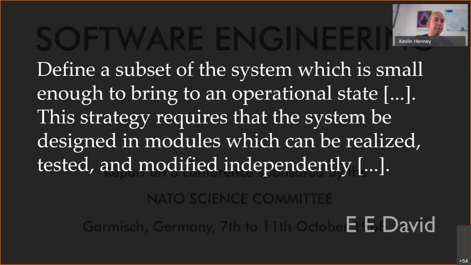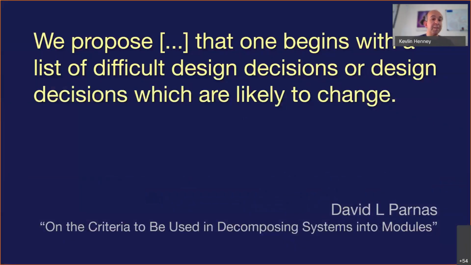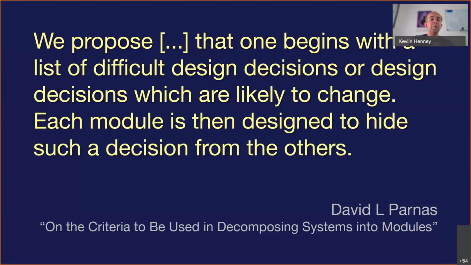People started reasoning about breaking their code into chunks, and chunks that were not simply subroutines and functions, but chunks that cohered together. But there was discussion about why we make them modules. So Parnas's 1972 paper on the criteria to be used in decomposing systems into modules: "We propose that one begins with a list of difficult design decisions or design decisions which are likely to change. Each module is then designed to hide such a decision from the others." Wait a minute. I see. Like changing the implementation, like I just did with the stack.